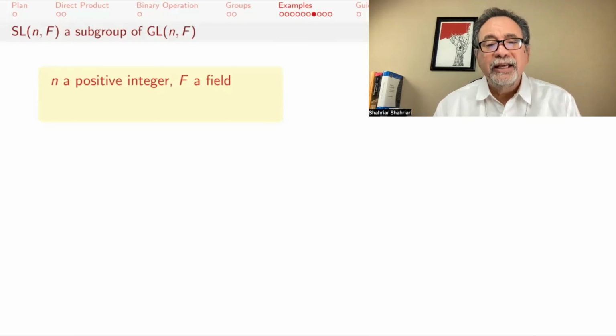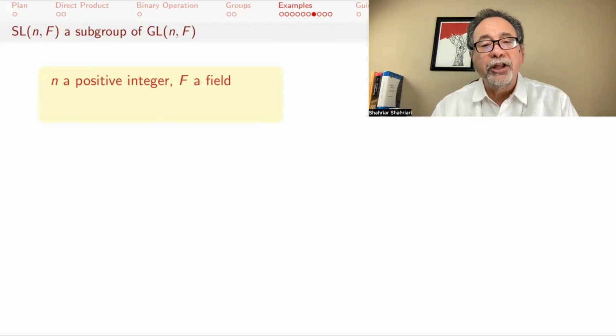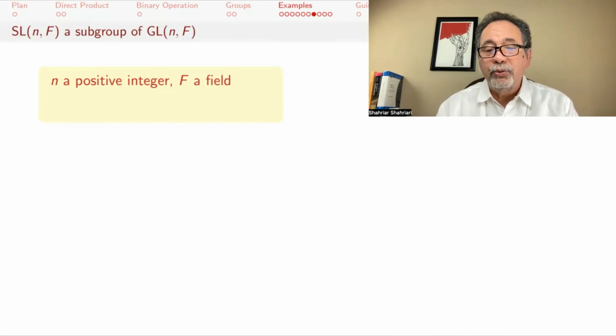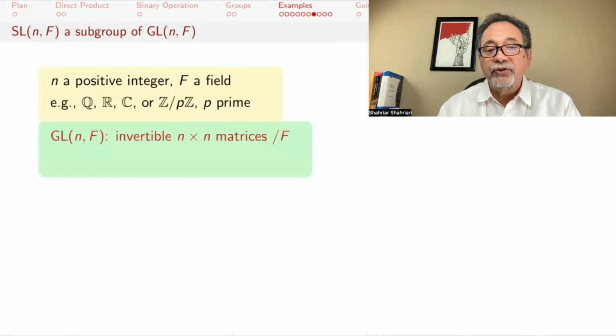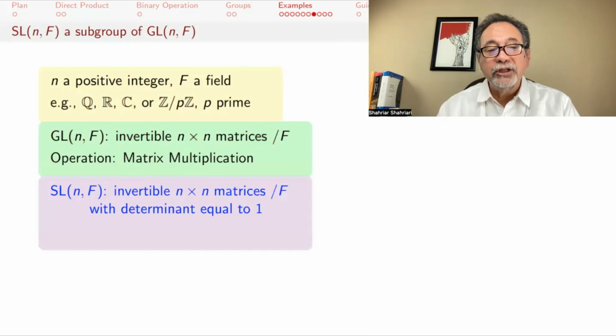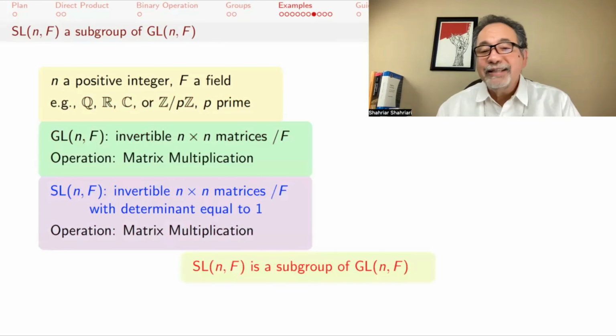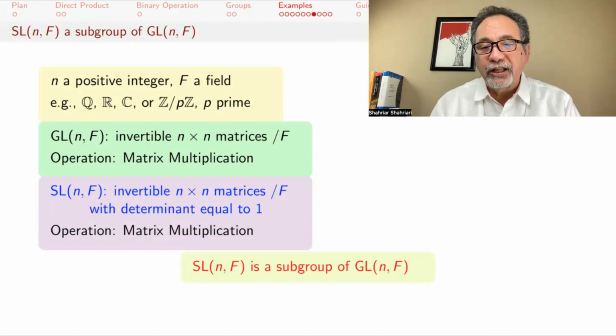We have seen in the video on the general linear group another group that's quite related and important. n is a positive integer and F is a field. GL_n(F), as we said, was invertible n by n matrices over F, and the operation was matrix multiplication. And SL_n(F) is those invertible n by n matrices over F whose determinant is equal to 1, and the operation is still matrix multiplication. This SL_n(F) is a subgroup of GL_n(F). What does that mean?